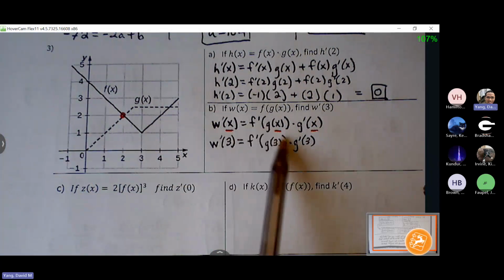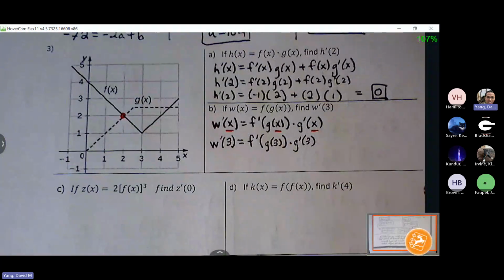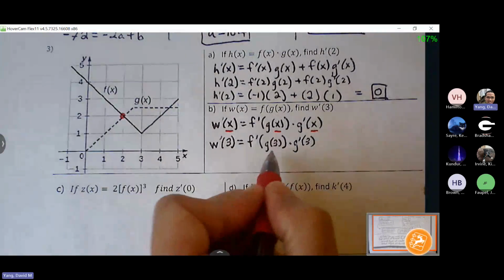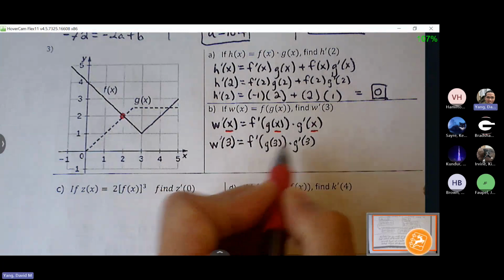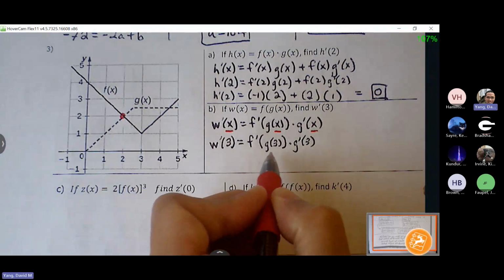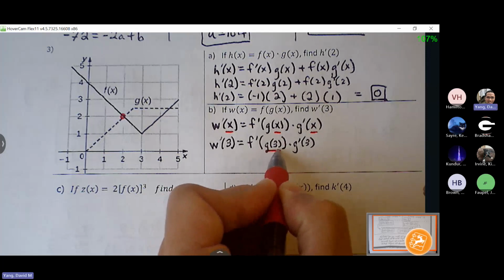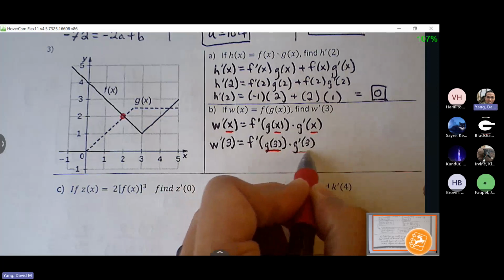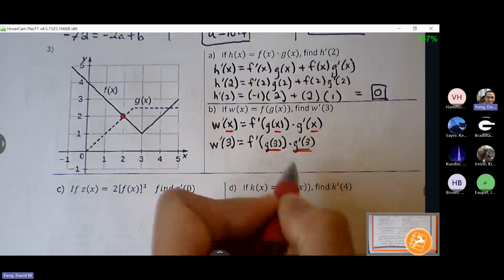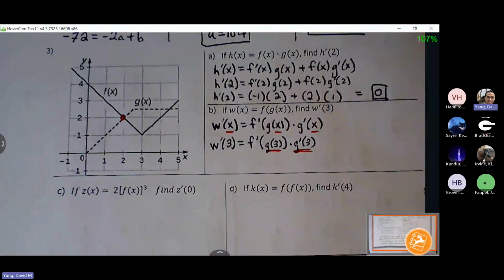Now, this is too much to do in just one step, so let's break it down into more manageable steps. Let's see what feels easier to do. Let's just figure out what we can find. We can find g of 3, we can find g prime of 3. Let's go ahead and find those values, replace them with numbers, and then we have a little bit more clarity as to what else we need to do.